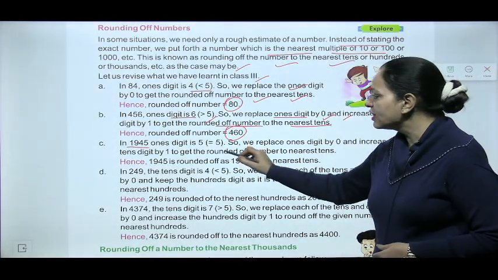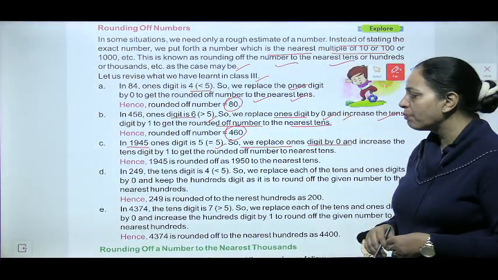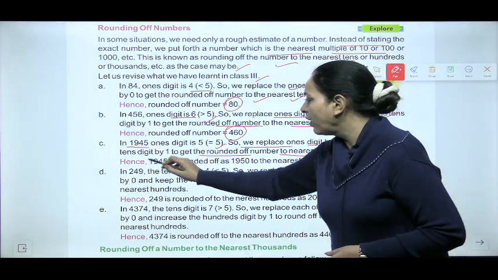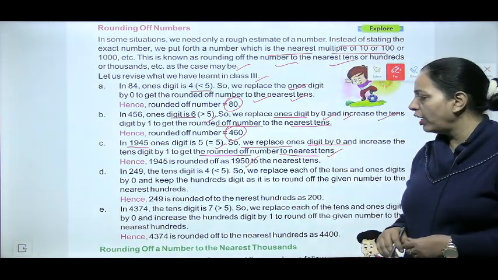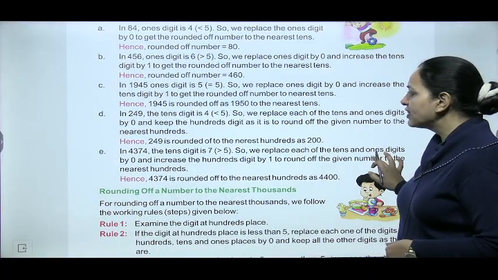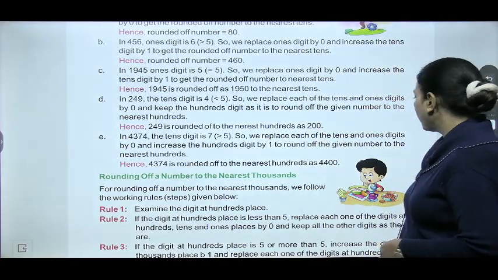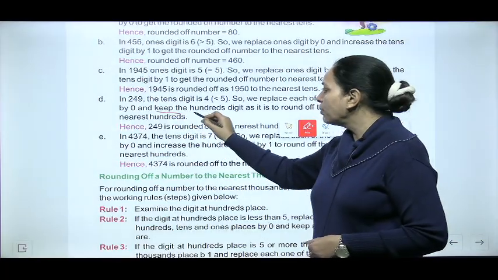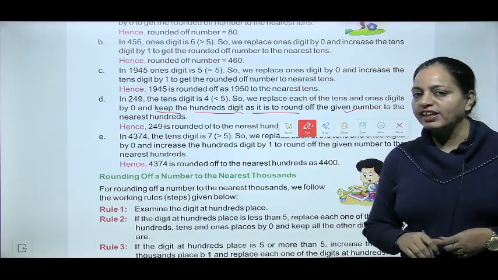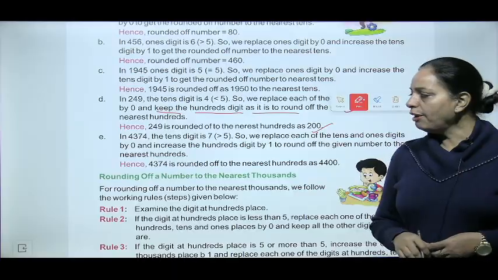Now C part, in 1945, the ones digit is 5. So we replace the ones digit by 0 and increase the tens digit by 1 to get the rounded off number to the nearest tens, that is 1950. Okay. Now D part, in 249, the tens digit is 4, which is less than 5. So we replace each of the tens and ones digits by 0 and keep the 100 digit as it is to round off the given number to the nearest 100. So the answer is 200.